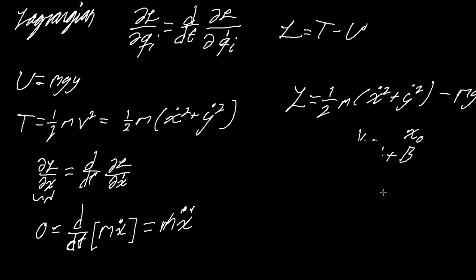Cool. We did actually do that in the Newtonian way. We kind of just ignored x, but there's no force in the x direction, so we would have gotten the same thing. X double dot is equal to 0.